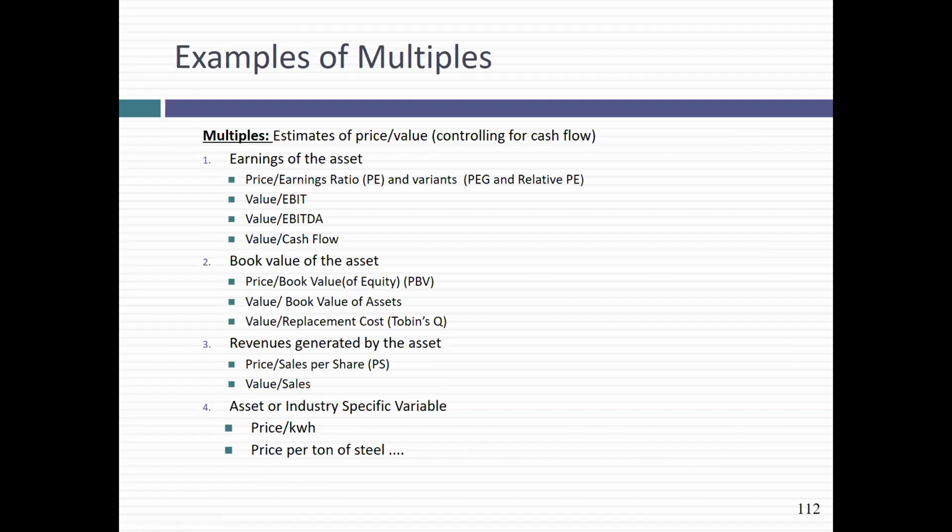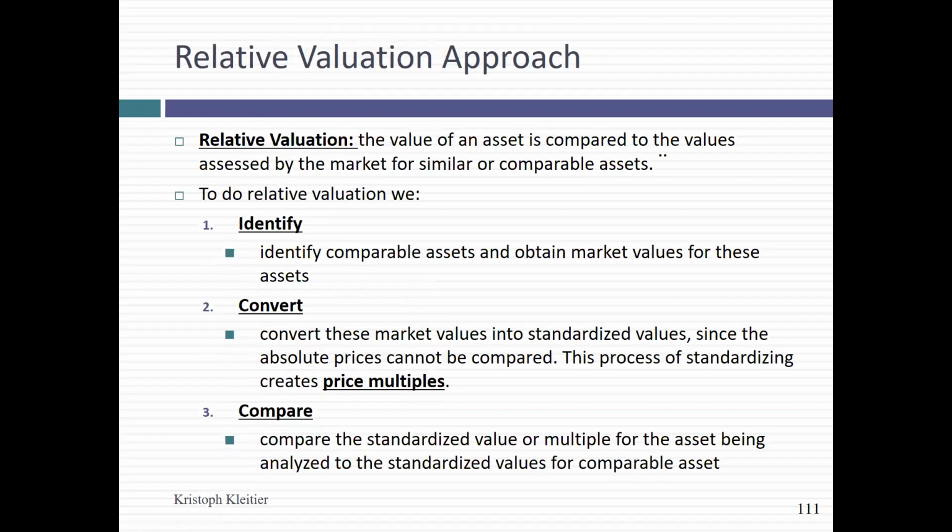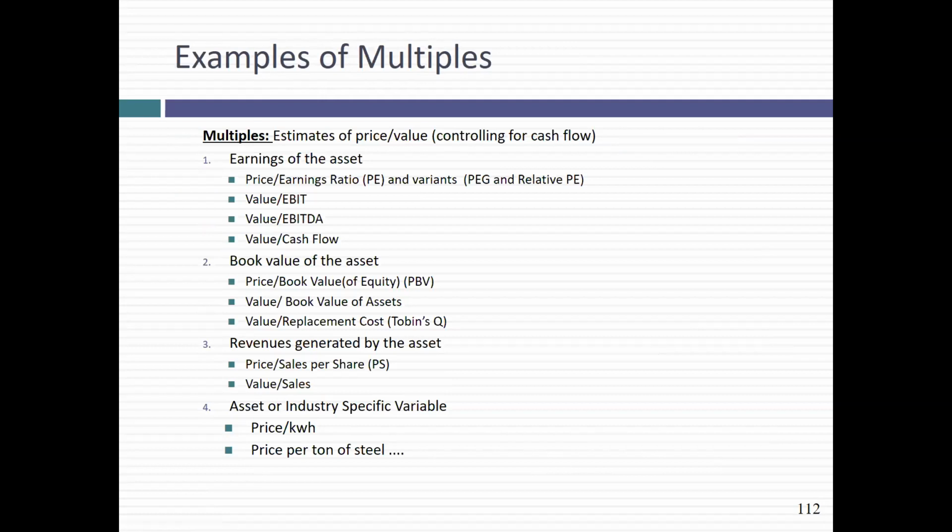So as you can see, these are the first two steps. We're going to identify comparable assets, and then we're going to convert them into price multiples. So identify what the price or the value is of nearby assets, and then convert to multiples by standardizing them. We're standardizing based on earnings size. Some companies have large earnings, some have small earnings, but per $1 in earnings, what's the price? Per $1 in EBIT, what's the firm value?